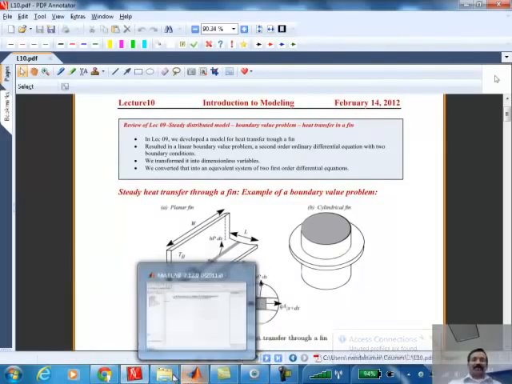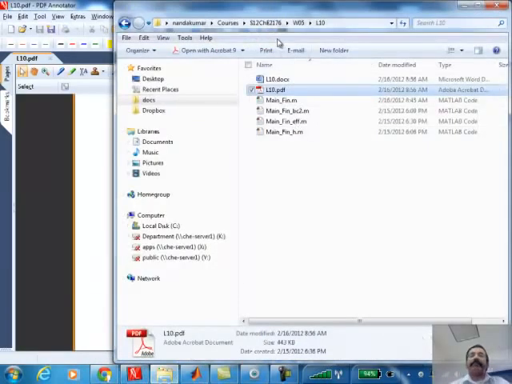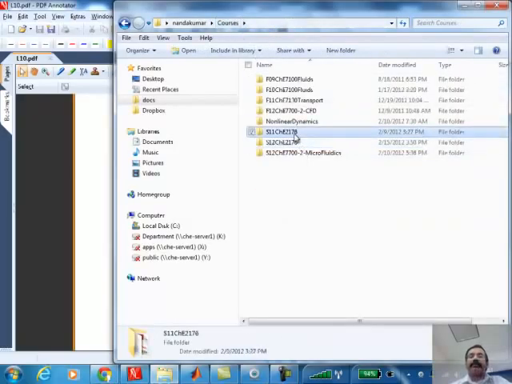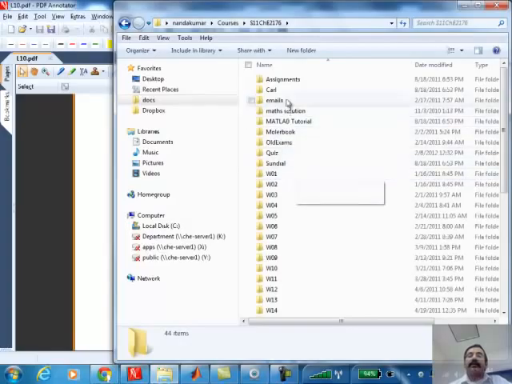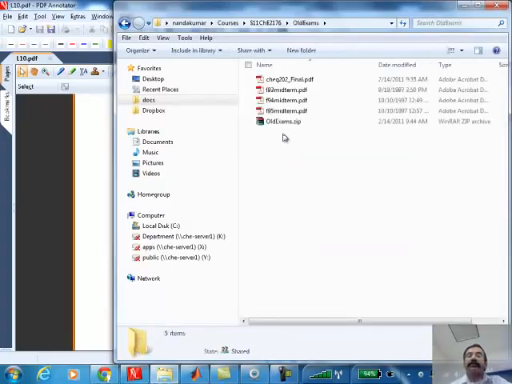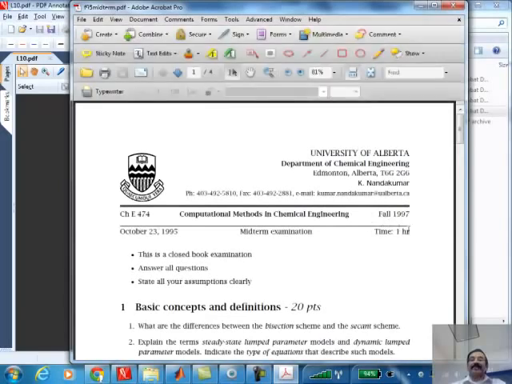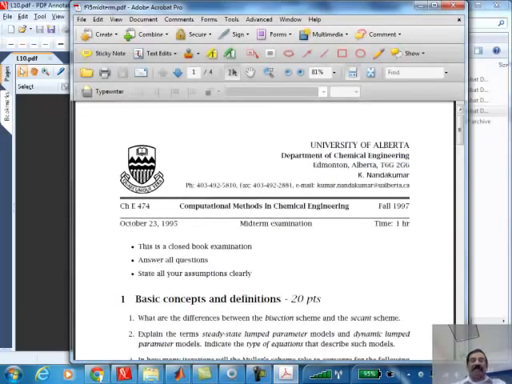So maybe let me open up that from last year's. These are some really old exams. So the midterm exam would be something like this.